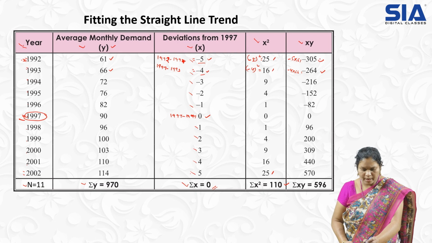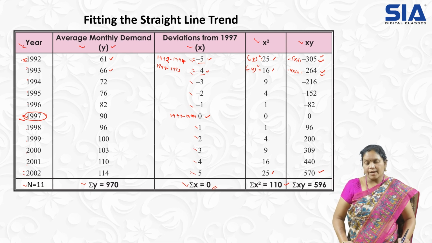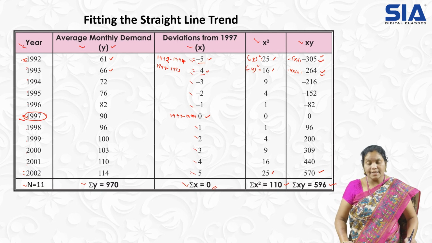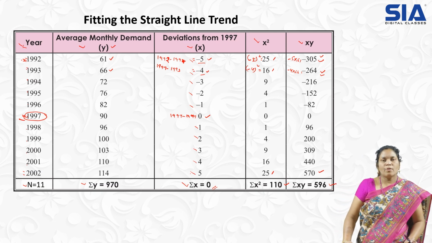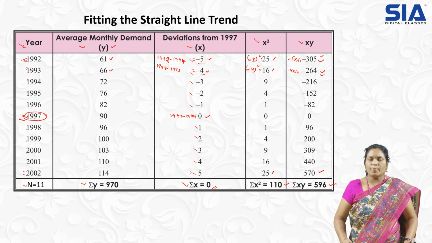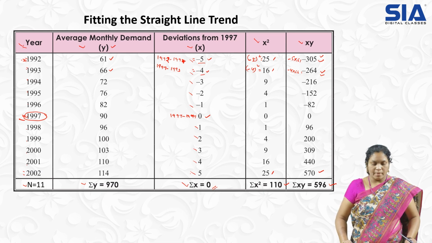So that is minus 305 plus minus 264 plus so on up to the last value plus 570. You have to add up. We got the answer as summation xy is equal to 596. So required all the totals I have obtained. Now let us go for obtaining our small a and small b values.